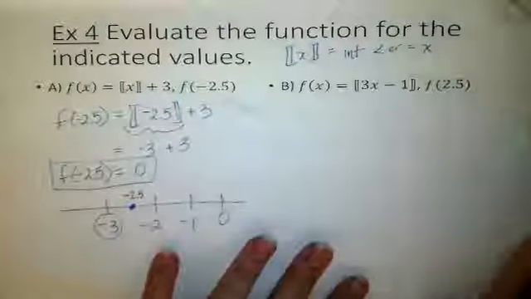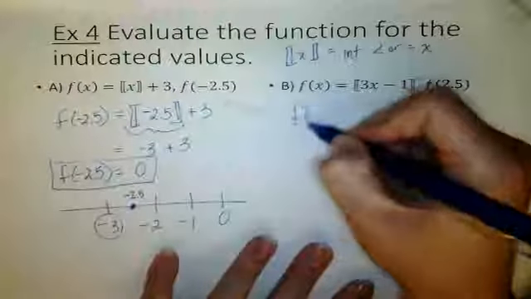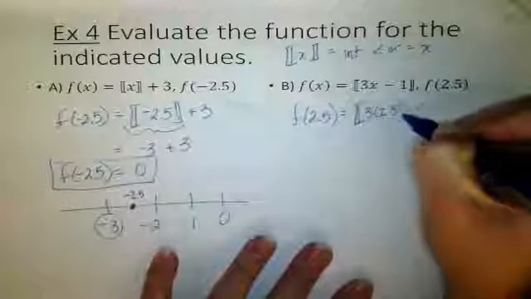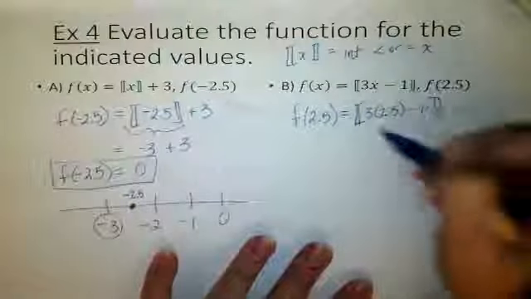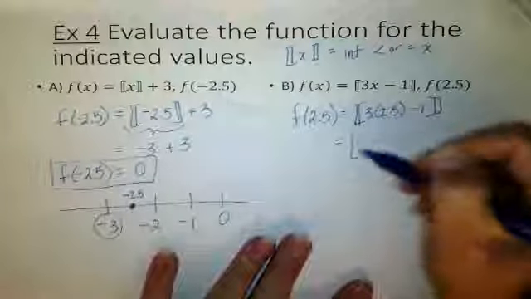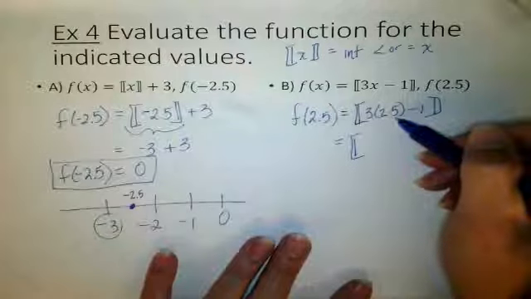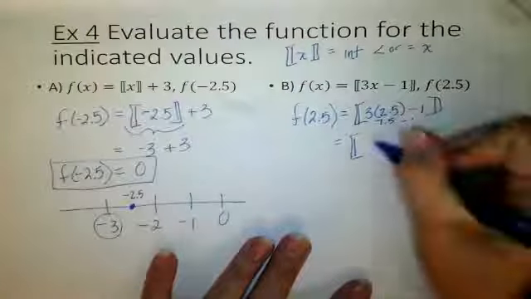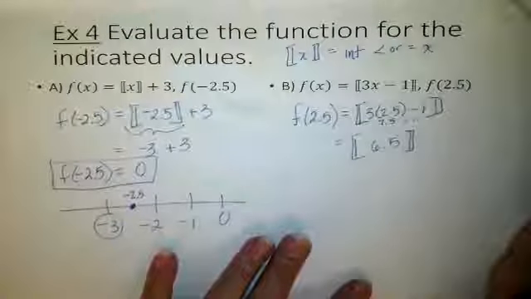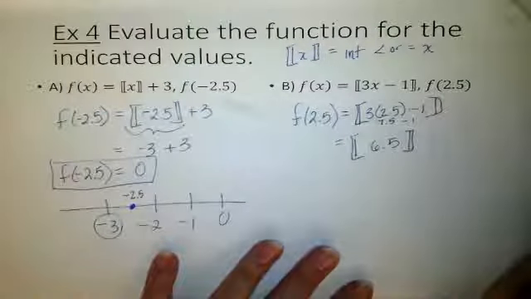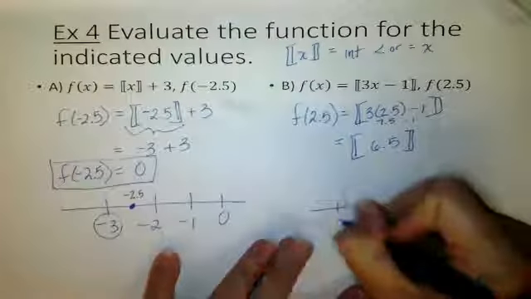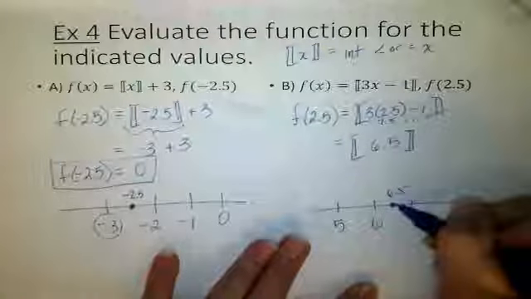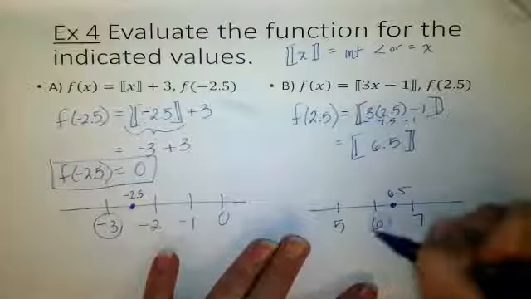Letter B here, we're going to plug in positive 2.5. So the greatest integer of 3 times 2.5 minus 1. Again, we have to simplify inside first. 3 times 2.5 is 7.5. Minus 1 is 6.5. What's the greatest integer of 6.5? 6. On a number line, 5, 6, 7, 6.5 is right here. The greatest integer less than the number is 6.